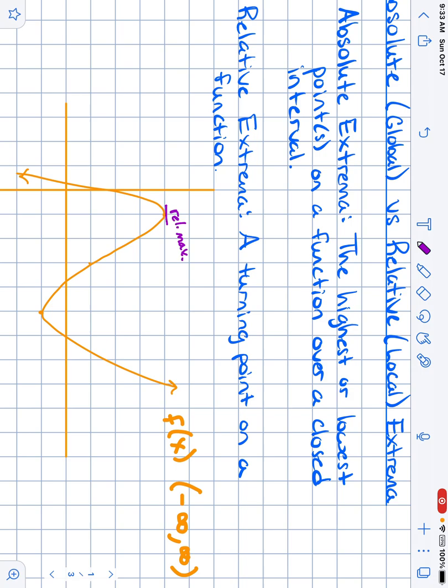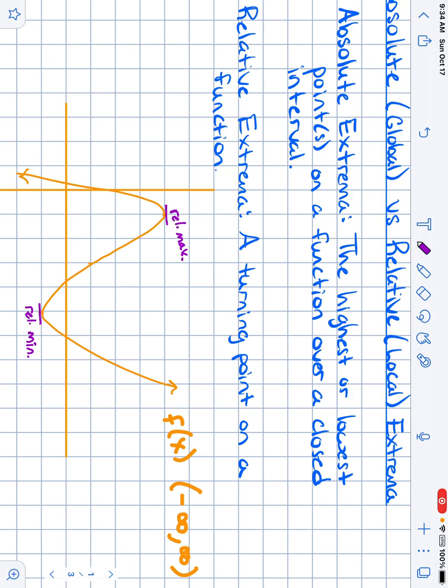That's where the function turns around, slope changes from positive to negative. And here's a relative minimum. We have a turning point, that's where the slope is changing from negative to positive. Now, as far as absolute extrema, the highest or lowest point on a function over a closed interval.